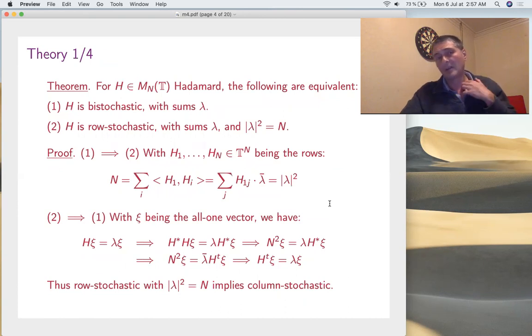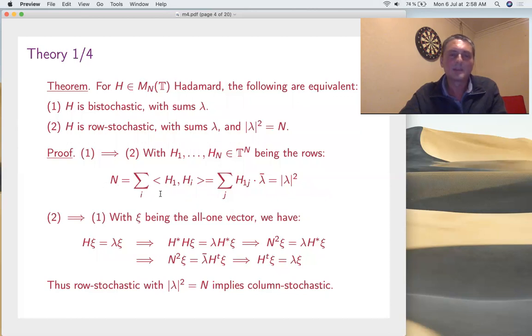Now, let's see a bit how the theory goes. So the first remark is that row stochastic is more or less equivalent to column stochastic. Bistochastic means both, okay? But under the assumption that the row sum is the correct one, meaning absolute value square root of n. So how to prove this? Assume first that we have H, there are several things here in this theorem. So assume that H is bistochastic with sums lambda, okay? So let's prove that lambda squared in absolute value is n. So why is this true? Well, this is the trick here.